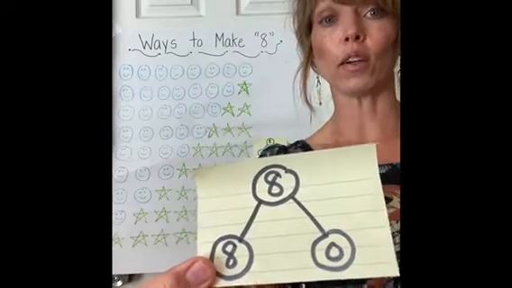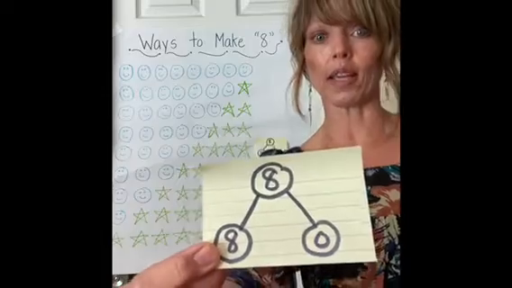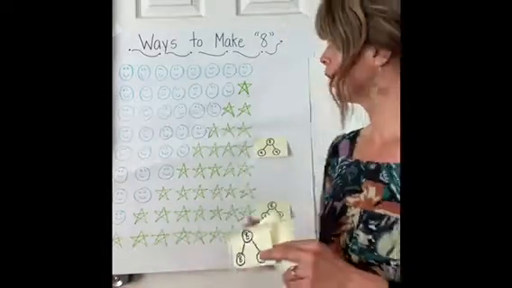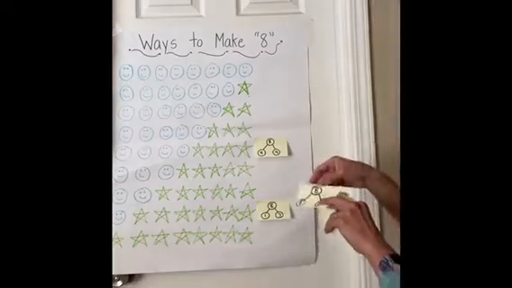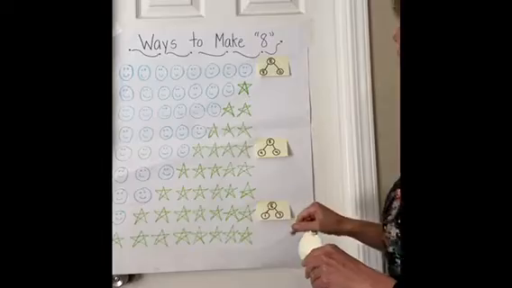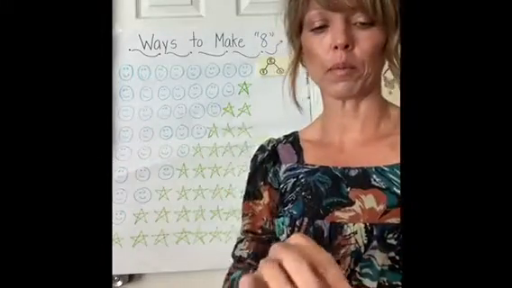8 and 0 is 8. 8 plus 0 equals 8. Here's our two parts, and that's our whole. So we should have 8 happy faces and 0 stars. Ding, ding, ding. You are correct. Okay, next one.